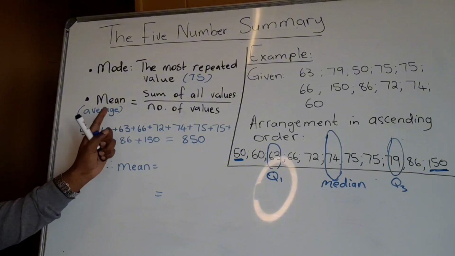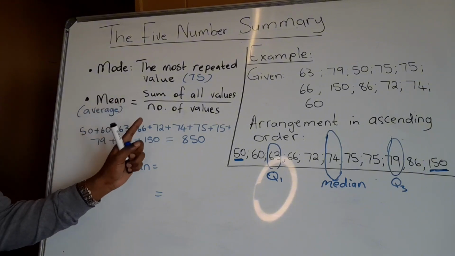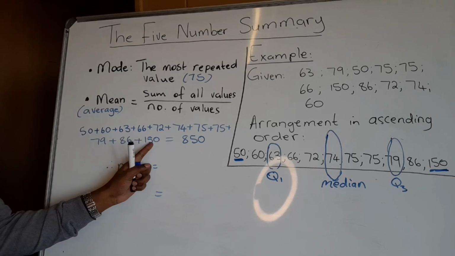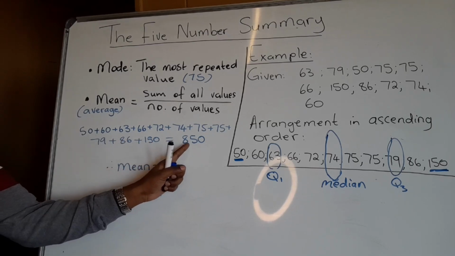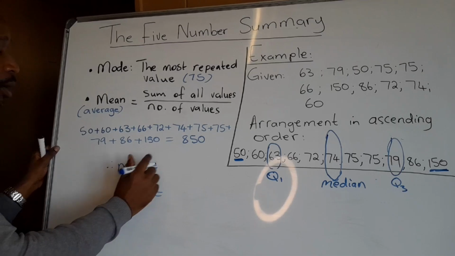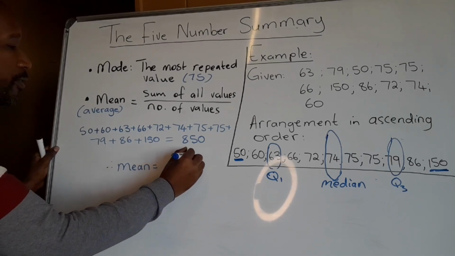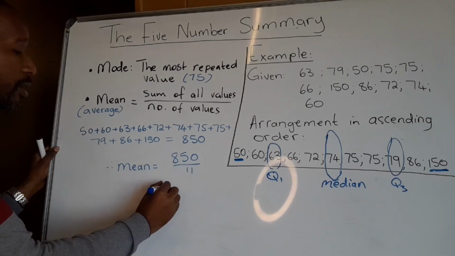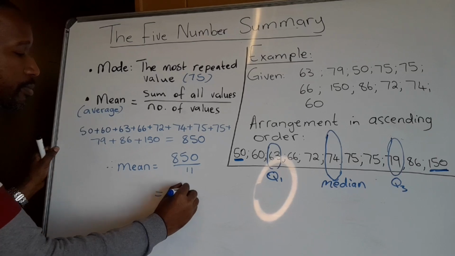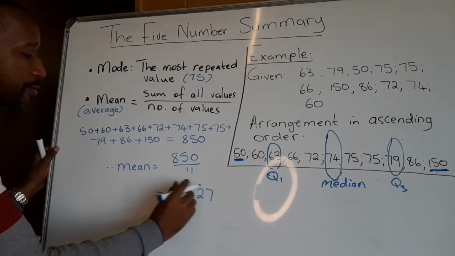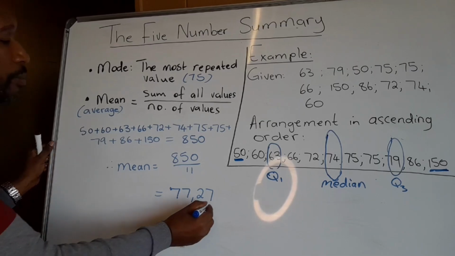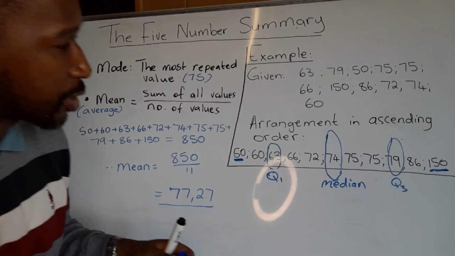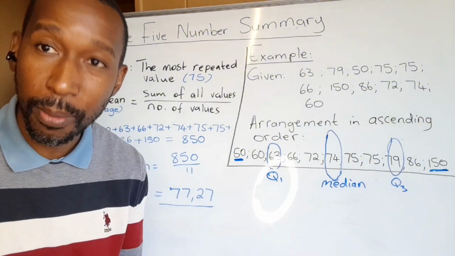So 50 plus 60 plus 63 plus 66 and so on all the way to the 150, which gives us 850. Then to get the mean, we would do 850 divided by 11, which gives us 77,27. So that would be our mean of the data. So the average here would be 77,7.